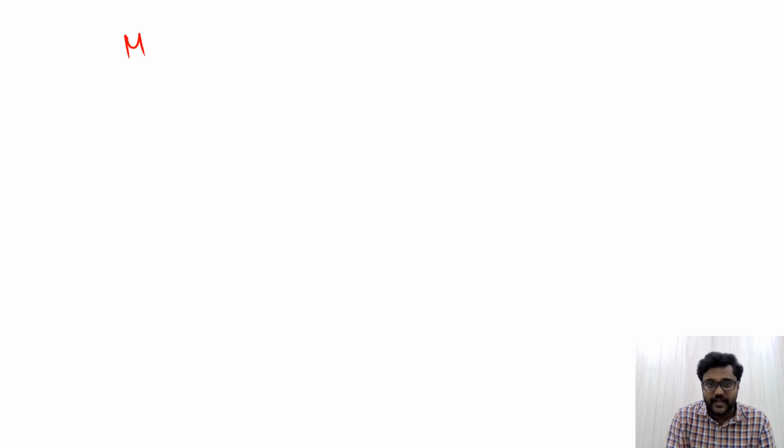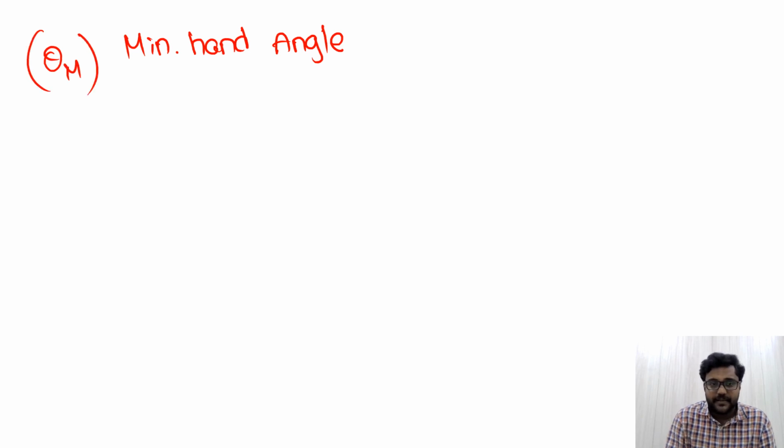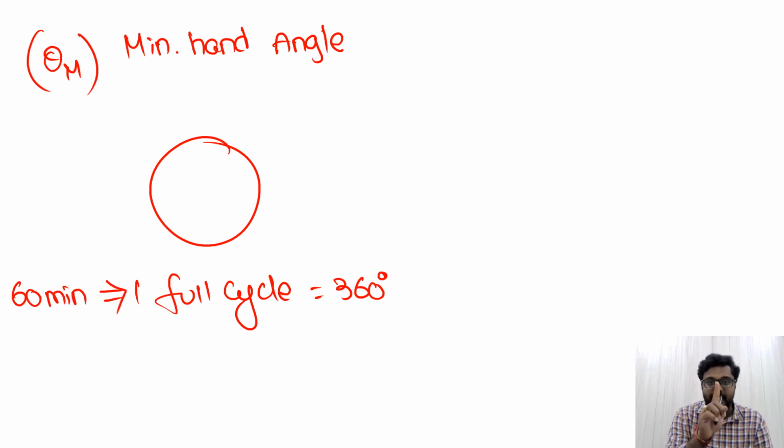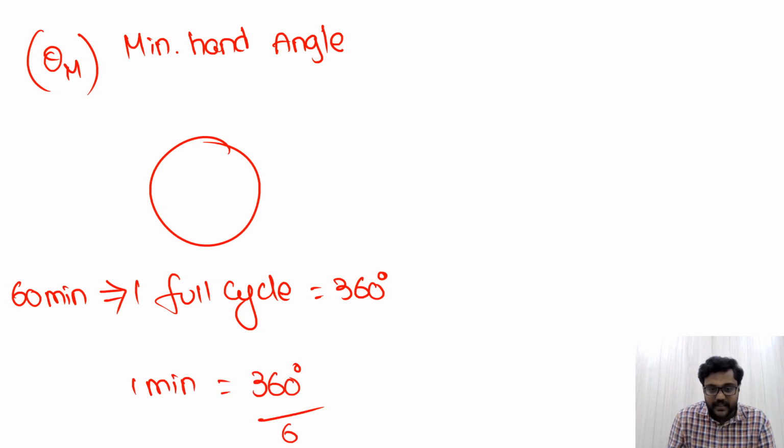See, for the minute hand angle, it's very simple. If you want to calculate the minute hand angle, theta m: for one full turn of 360 degrees, the minute hand requires 60 minutes to complete one full round. So in 1 minute, it is going to create 6 degrees. This will help us to calculate the minute hand angle.